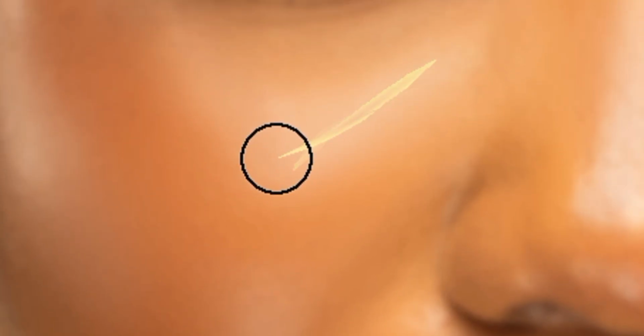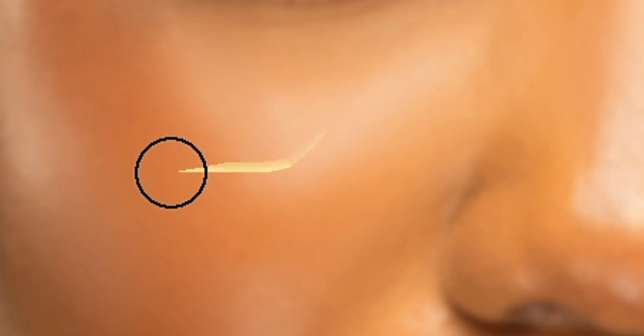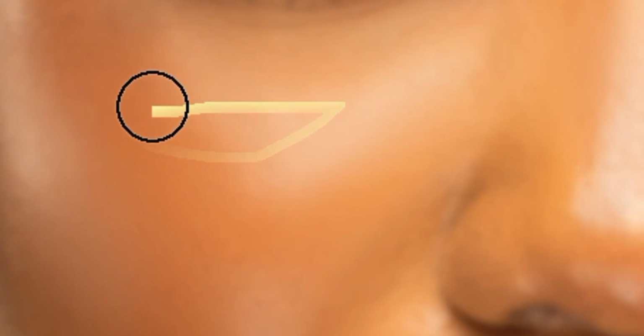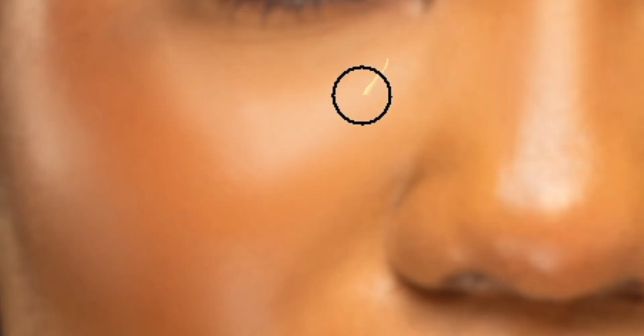And another thing you need to take note of while brushing, you can see this area is light, this area is bright, this area is dark. Don't brush this area to this area. Don't brush the highlights to the midtones or to the shadows. You brush them separately.